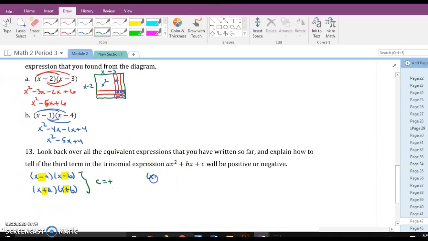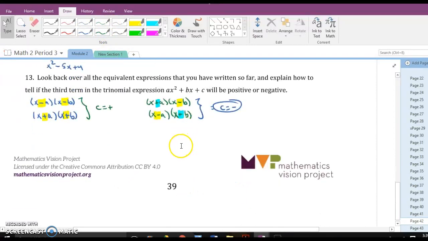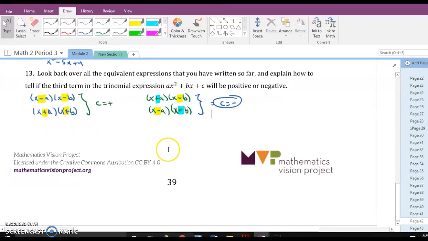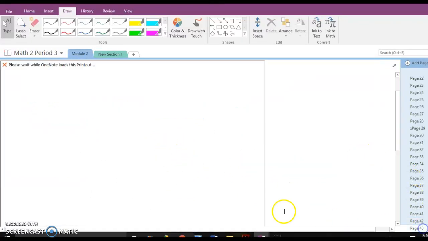But if you have x plus a, x minus b, or x minus a, x plus b, if these signs are different, right? A positive times a negative, what's going to happen is your C will be negative. Okay? Very important to understand, especially for this next section. Okay, so let's take a look at the next part.